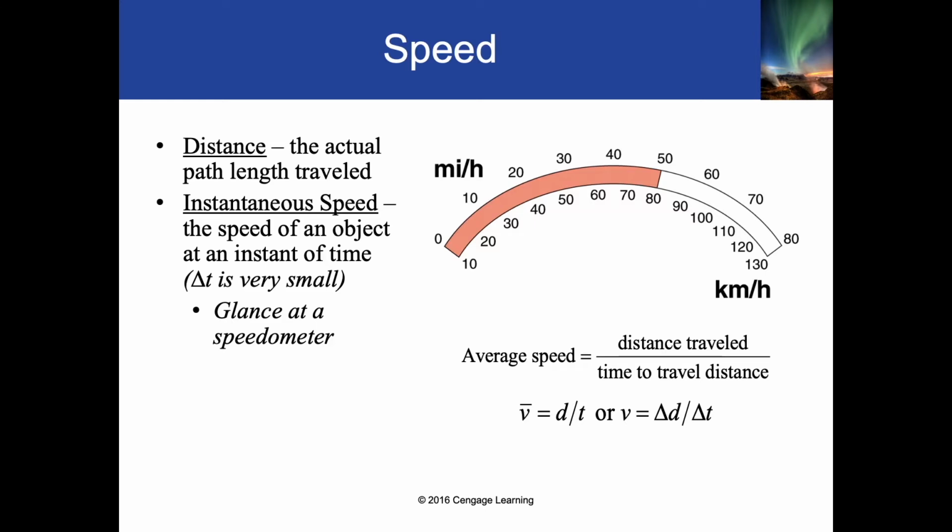I will ask you questions like, calculate the average speed, and the average speed will be the distance traveled divided by the time it took to travel that distance. Okay.